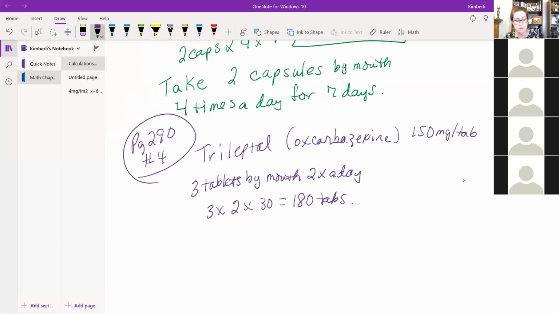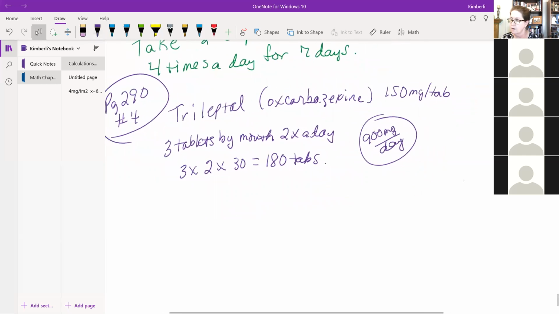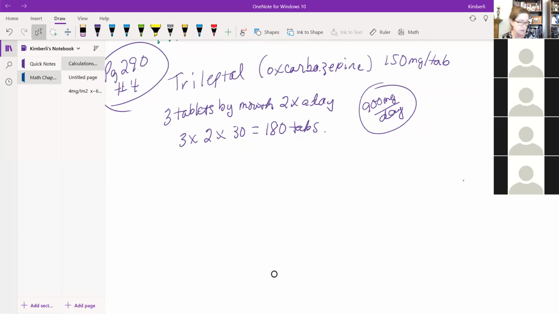How many milligrams are they getting a day? It's not on here. It's not one of the questions, but how many would they be getting? 450, but twice a day, right? So yes, that would be 900 milligrams per day. And that's just a little side thing there where they're not actually going to ask. I mean, they didn't ask you that question.